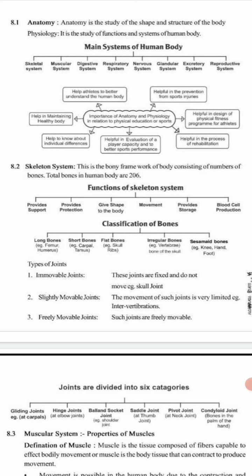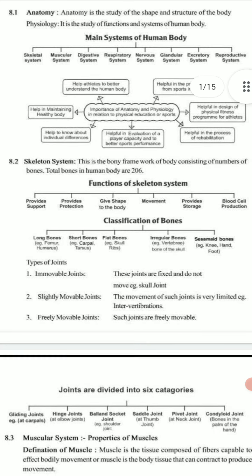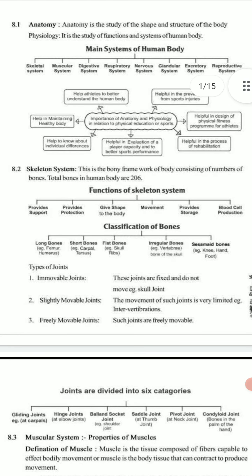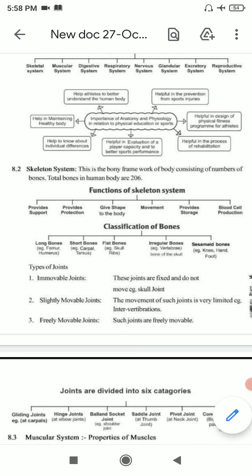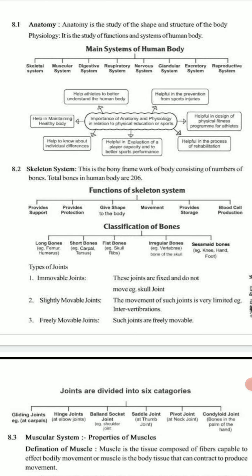Next, classification of bones. Some bone types are: long bones, short bones, flat bones, irregular bones, and sesamoid bones. So first, the types and classification of bones. First, long bones. Examples are the femur and humerus. So the femur and humerus are also called long bones. And next, short bones: carpals and tarsals. So carpals and tarsals are types of short bones.